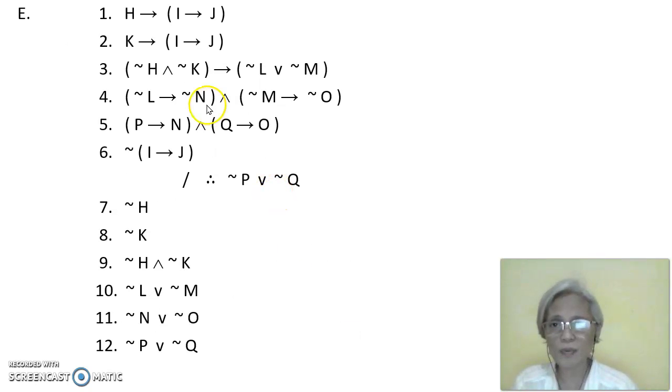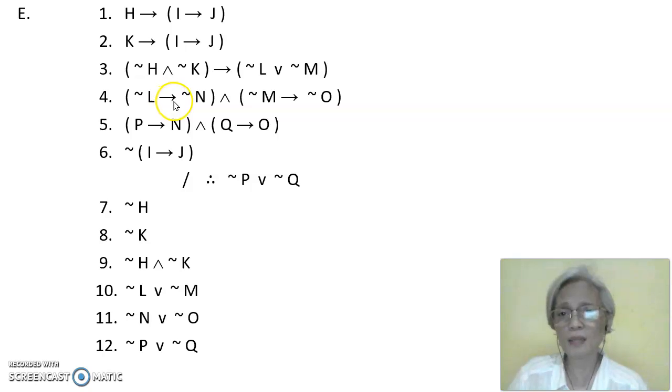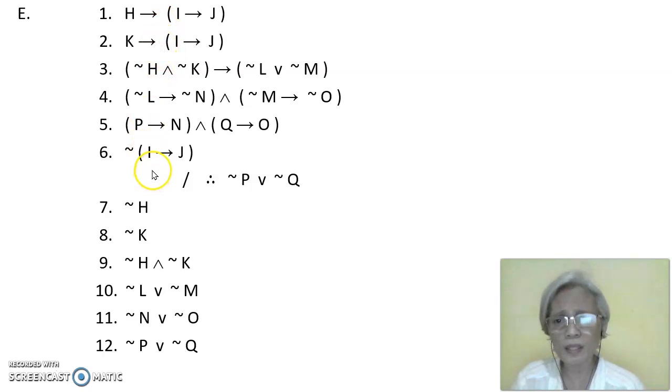And finally, we have this: H implies I implies J, K implies I implies J. We have not H and not K implies not L or not M. Not L implies not N, and not M implies not O. We have P implies N and Q implies O, and we have finally not I implies J, and the desired conclusion not P or not Q. So not H is applying modus tollens to 1 and 6. 8 is applying also modus tollens to 2 and 6. And then 9 is just conjunction of 7 and 8.